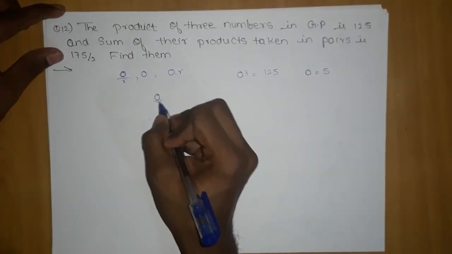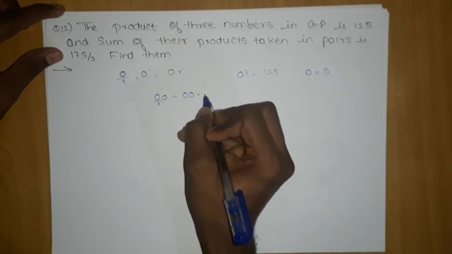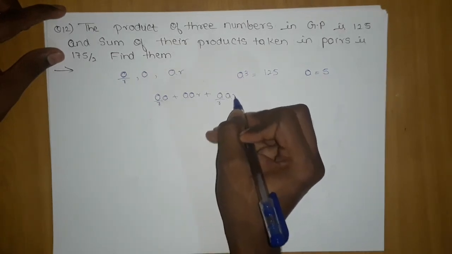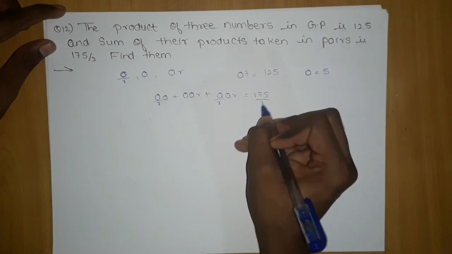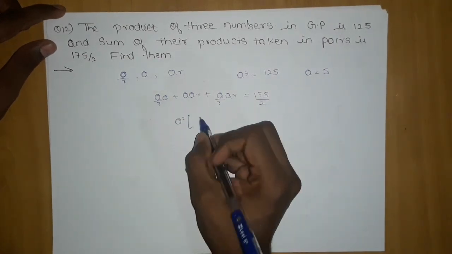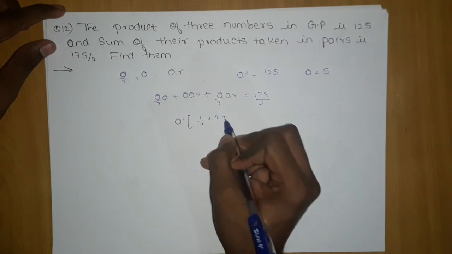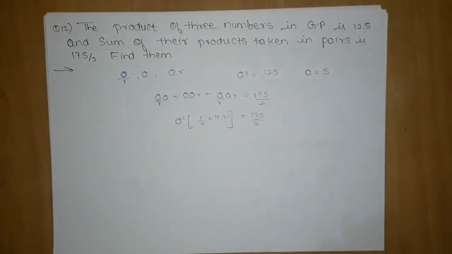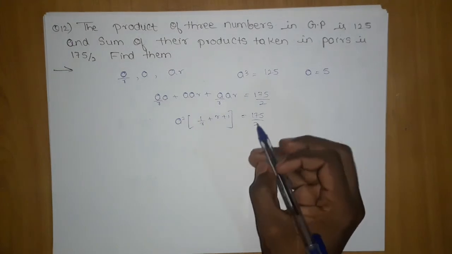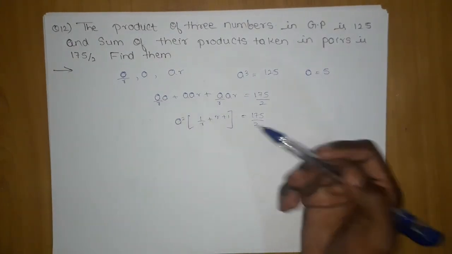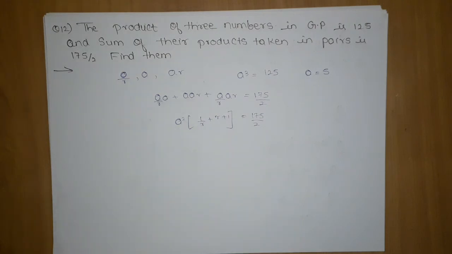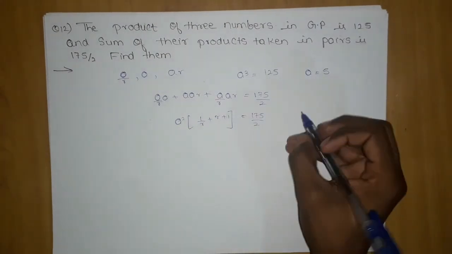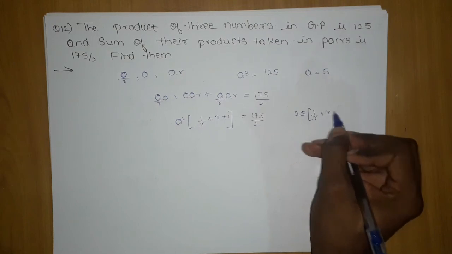So a by r into a, into ar, and a by r into ar is nothing but 175 by 2. So what we get, a square is nothing but 1 upon r plus 1, times 175 by 2. It is 25, and this is 25. Okay, let's put 25 into 1 by r plus 1.